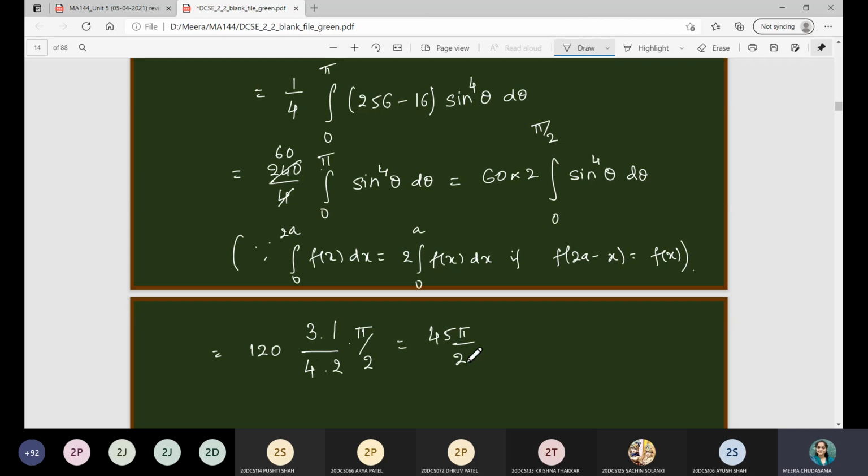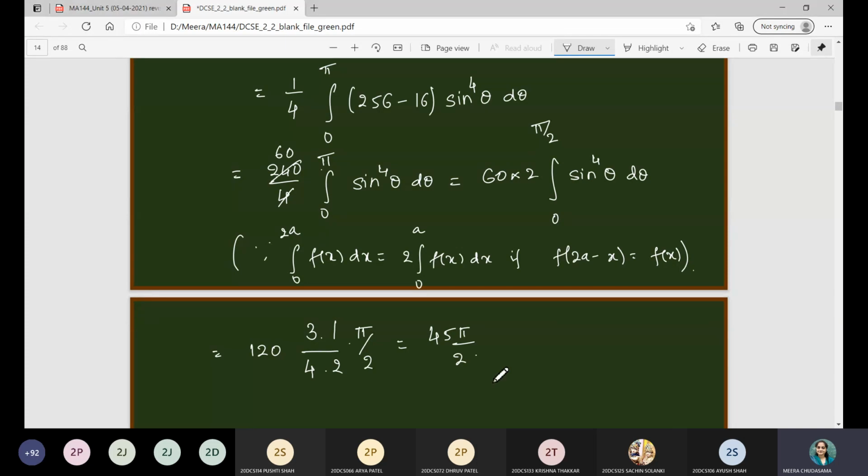So how to find the limits as well as how to apply the reduction formula in the steps, are all these points clear from this example? Let me know, please raise your hand. Okay, very good.